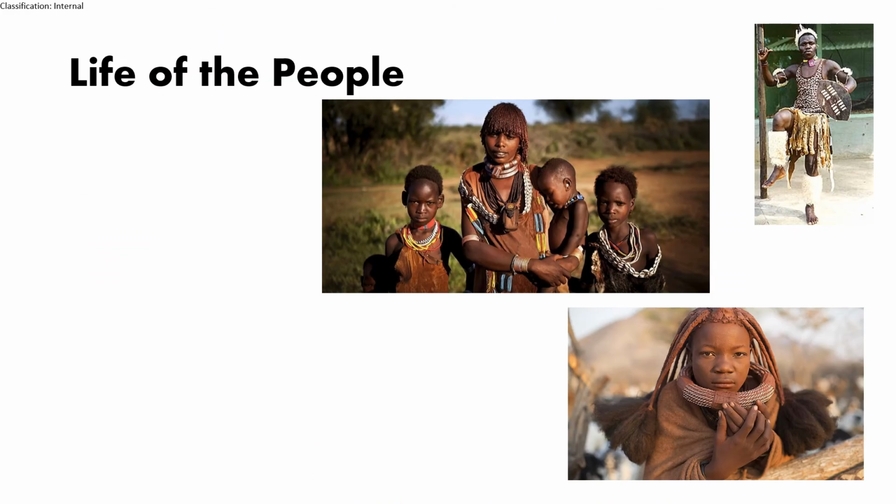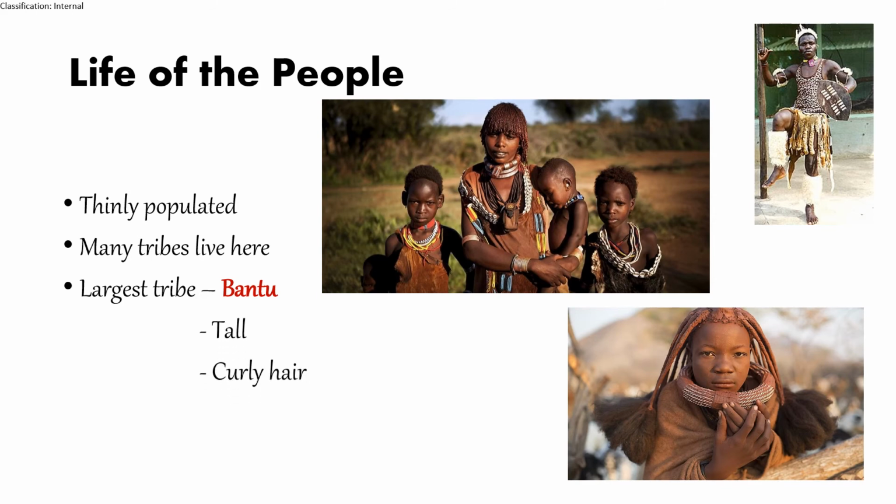Life of the people. The Democratic Republic of Congo is thinly populated. Though a number of tribes live here, the Bantu is the largest tribe. The Bantu people are tall and have curly hair. These are the Bantus. Look at their hair. They are quite curly, aren't they?